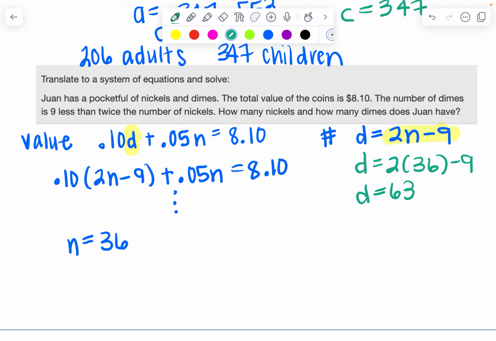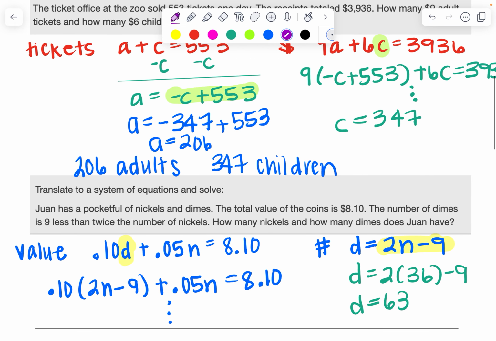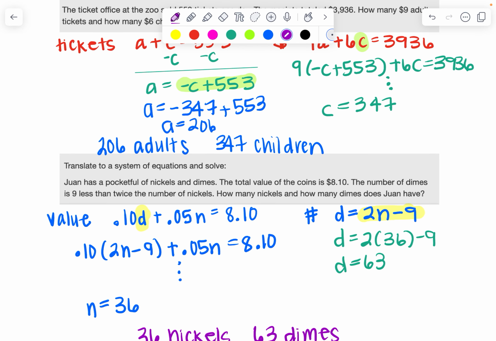So our final answer then would be 36 nickels and 63 dimes. Make sure you actually answer the question. Don't just leave it as D equals, N equals, or up here leave it as A equals and C equals. You should actually write out what that's representing.